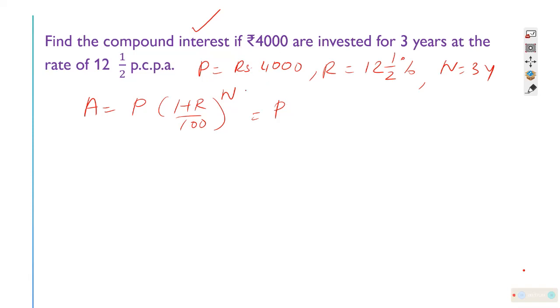So, amount, we will write 4000 into 1 plus r ki jagah pe 12 and half. Abhi 12 and half ko kya karenge? 12 and half, so we can write it as 12.5 upon 100. So this 12 and half, we will write like that: 12.5 upon 100 and 3 years.